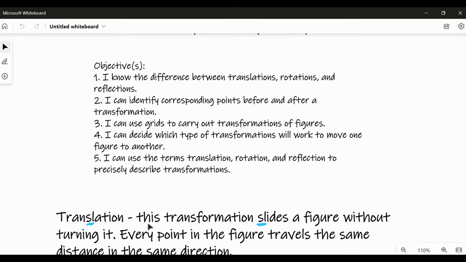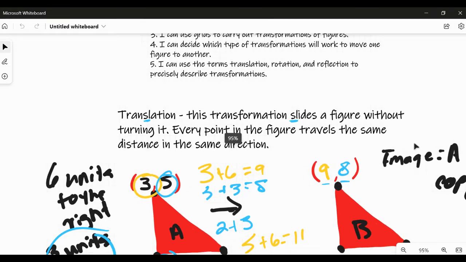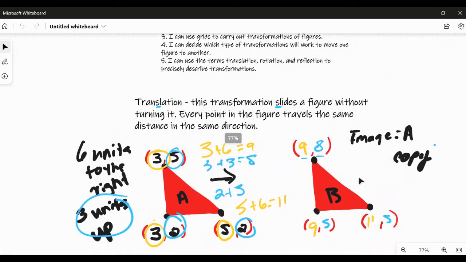Okay. So, forgive me, I've already got some work done down here. Just go along and write down what you see. All right. A translation is a transformation which slides a figure without turning it. Every point in the figure travels the same distance and in the same direction. All right. So let me zoom out a tad.